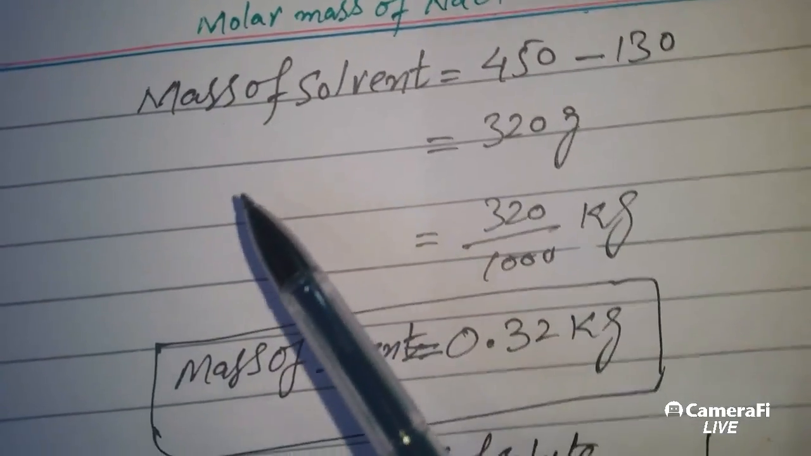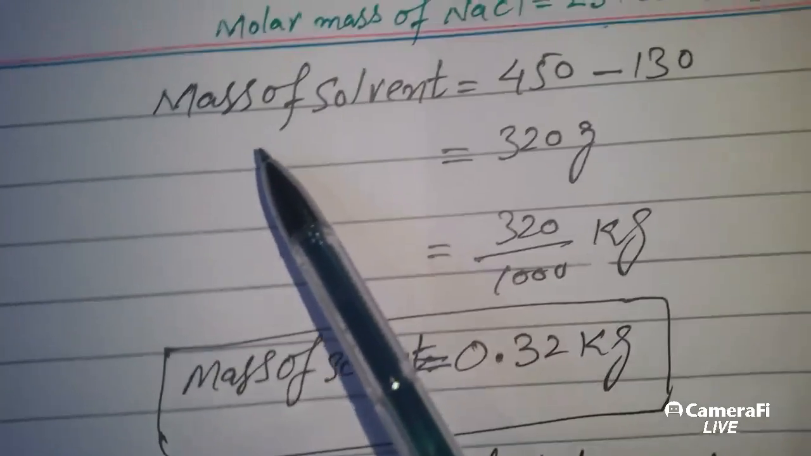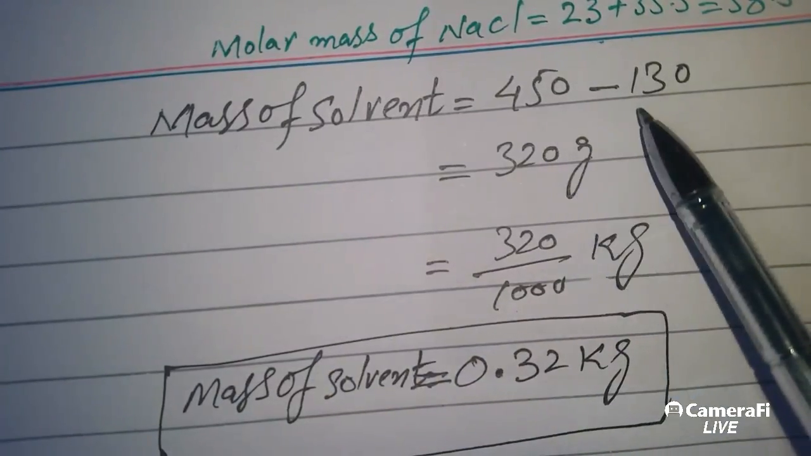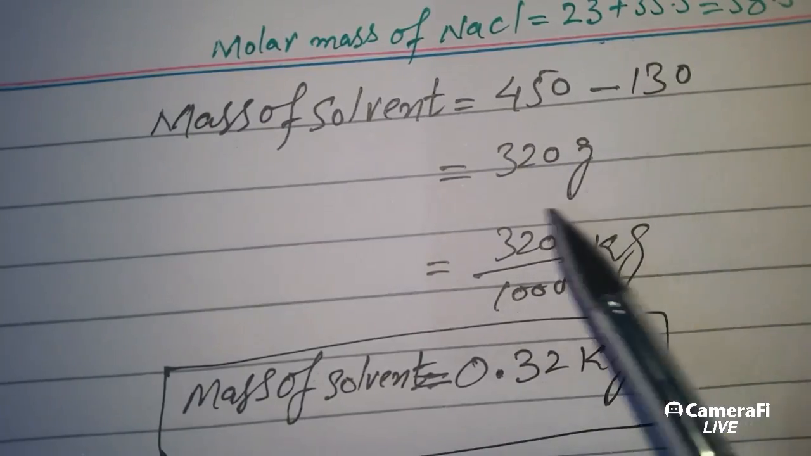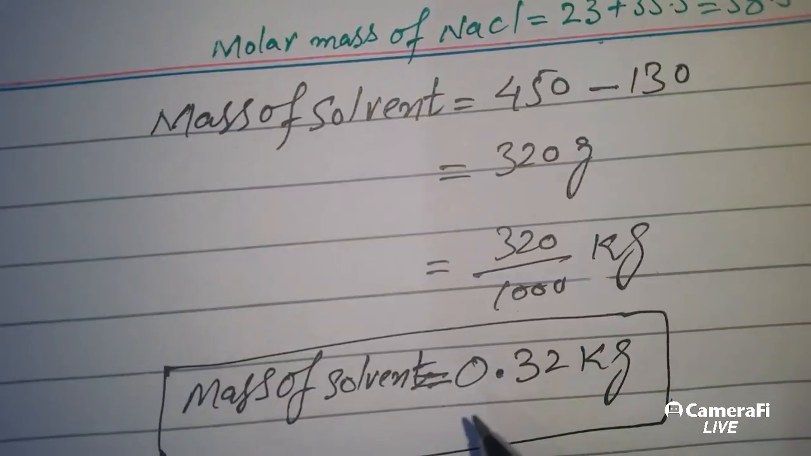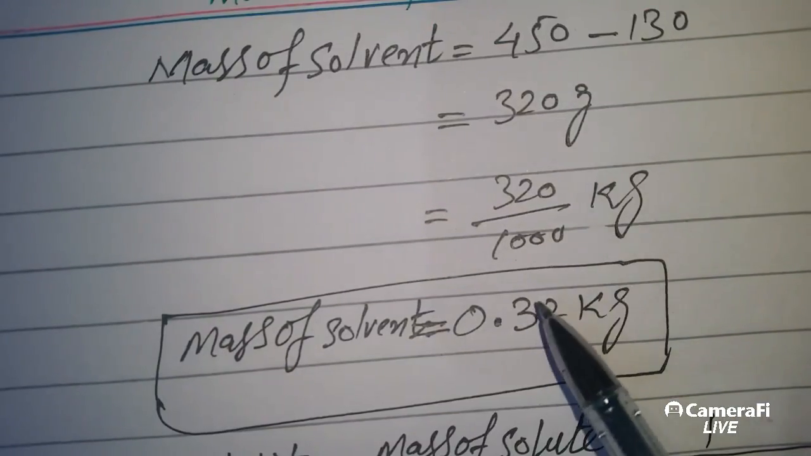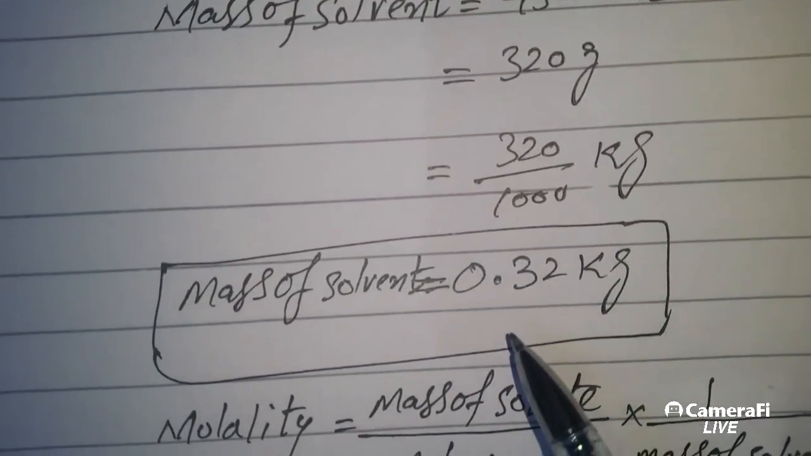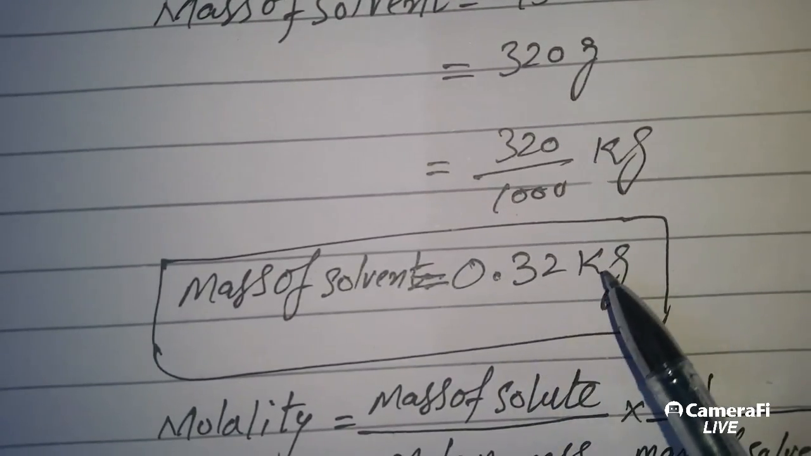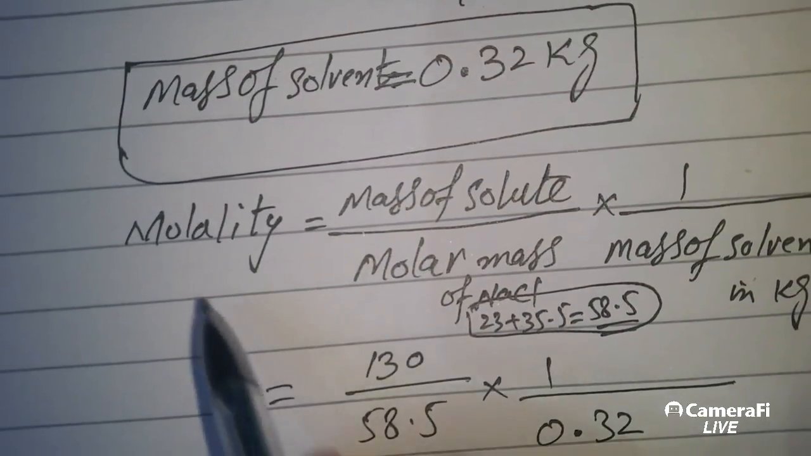Mass of solvent: we can find the mass of solvent as the mass of solution minus the mass of solute. So we've got the mass of solvent as well. It was in grams and we have converted it into kilograms by dividing it by 1000. Now we can find the molality.